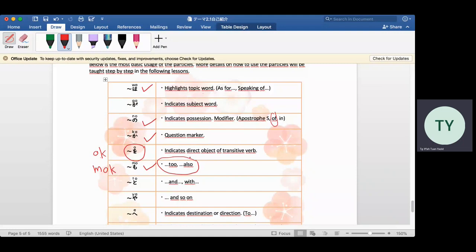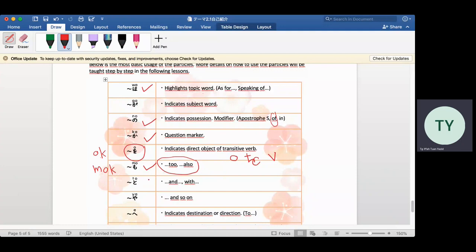And next is o. O indicates the direct object of a transitive verb lah. What is a transitive verb? You can Google lah. A transitive verb is a verb which needs an object. So the example I put here: object, o, verb. But remember, I told you earlier, not all verbs can be used with o. It depends. So the category of verbs we will learn later on.